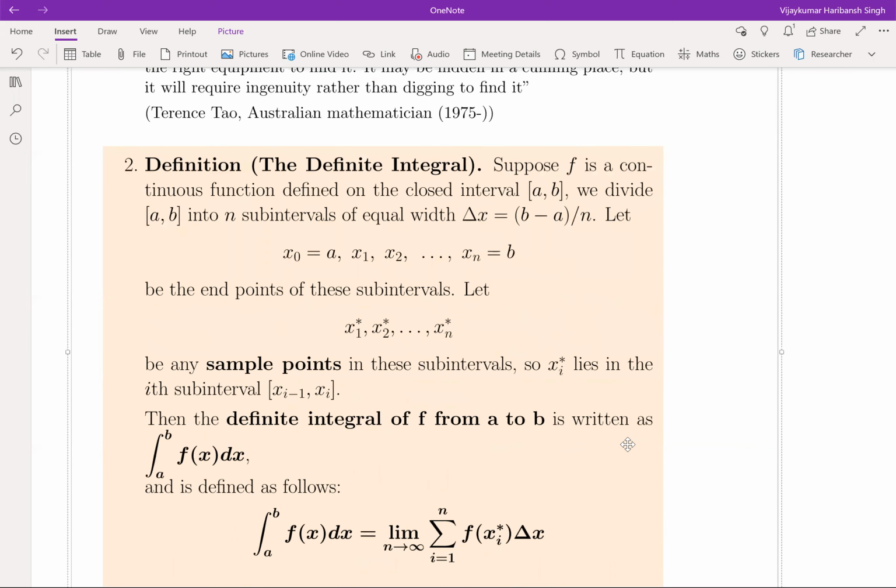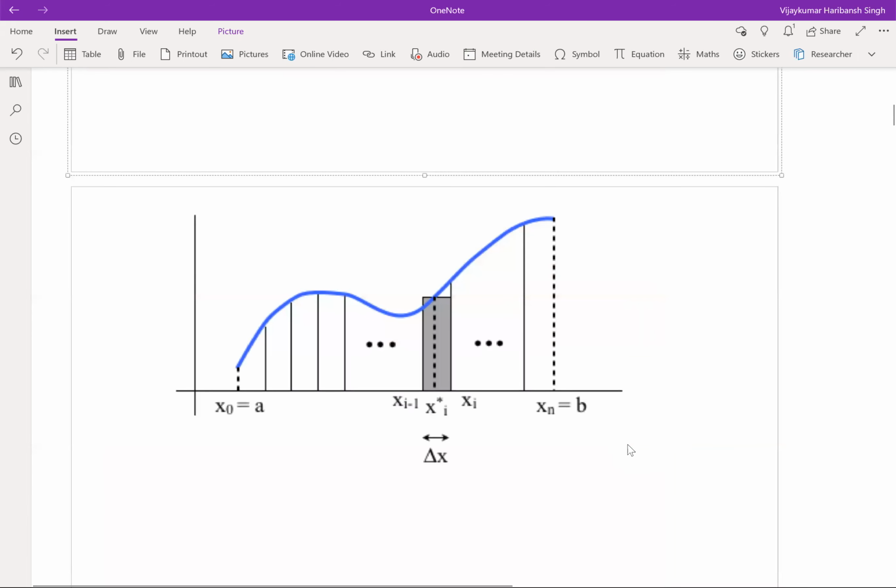So you have a continuous function on a closed interval AB, like here. Let's call this function f of x. Then you divide AB into n equal parts, each of width delta x. So delta x is going to be b minus a by n, right?